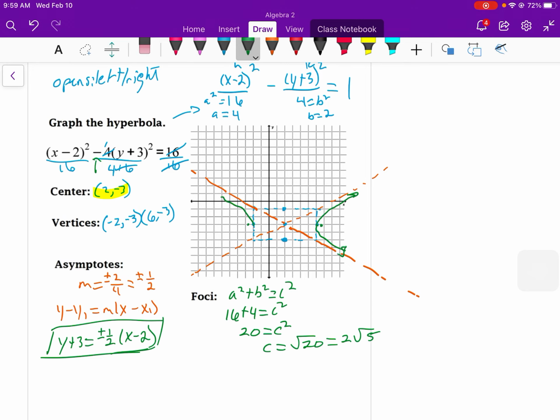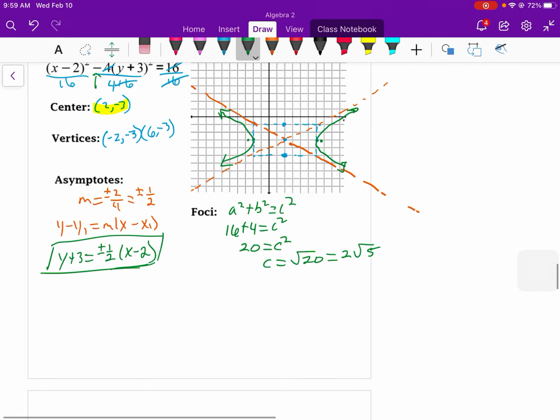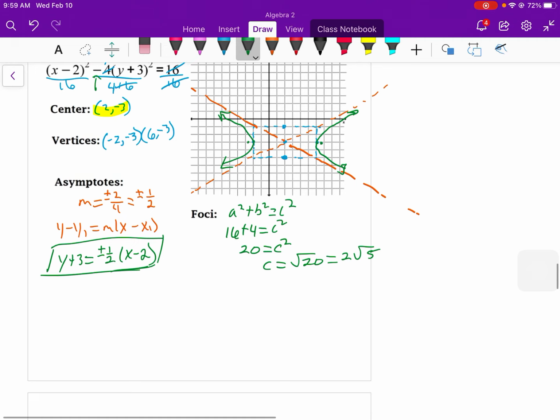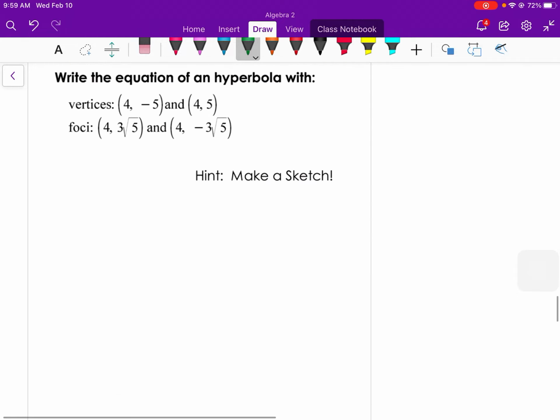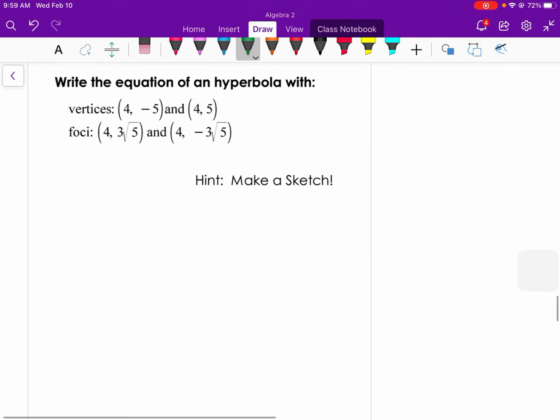Now we can draw our branches of the hyperbola from our vertices. And then the focus points, since it's moving left and right from the center, are going to be (2 plus 2 square roots of 5, negative 3) and (2 minus 2 square roots of 5, negative 3). These 2 points are the focus points.